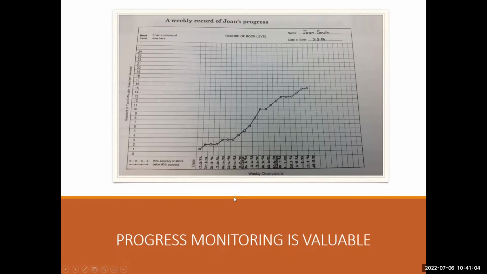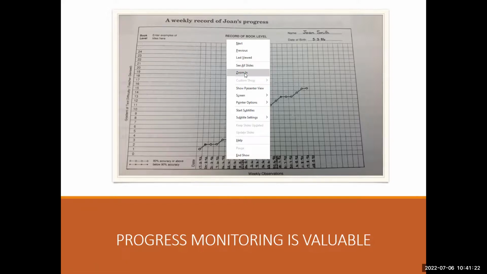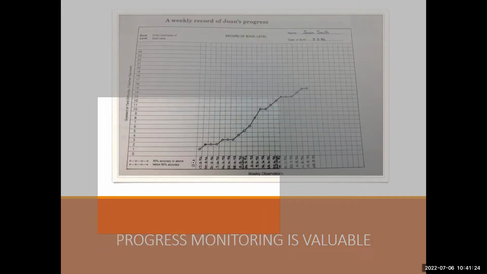One thing I want to encourage you to also do is to have some kind of a progress monitoring form. And this is so that you can keep track of how the child is progressing when they're reading more difficult text. And the way this one is set up, let me see if I can zoom in to show you a little better. So yeah, let's do this.